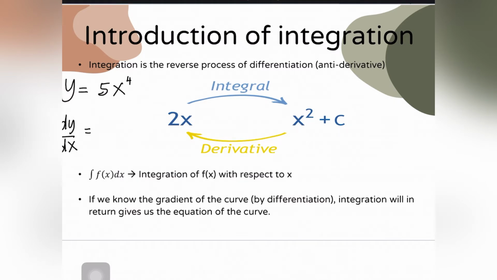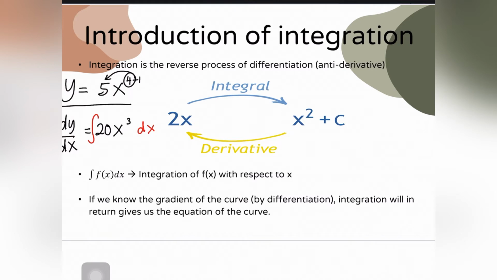So to do a differentiation process, the first step, you bring your power to the front and multiply. So 4 multiplied by 5, you will get 20x. The second step is you need to minus your power by 1. So 4 minus 1 is equal to 3. Now we want to see whether the process of integration can bring back your original equation 5x to the power of 4. So we need to do a process of integration on the function 20x to the power of 3 with respect to x.